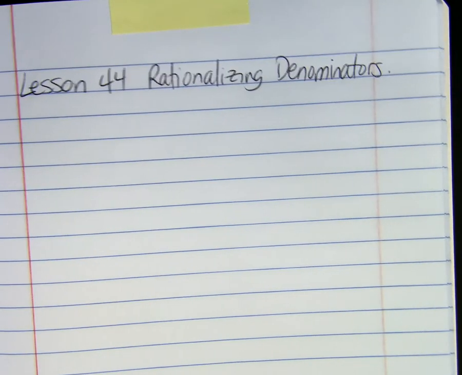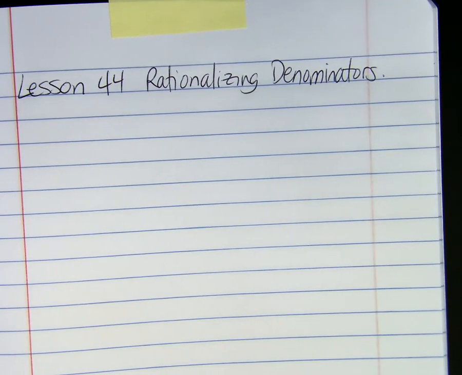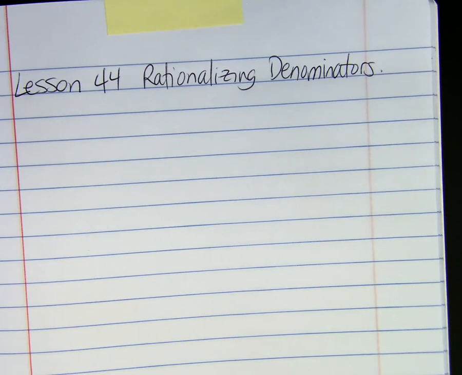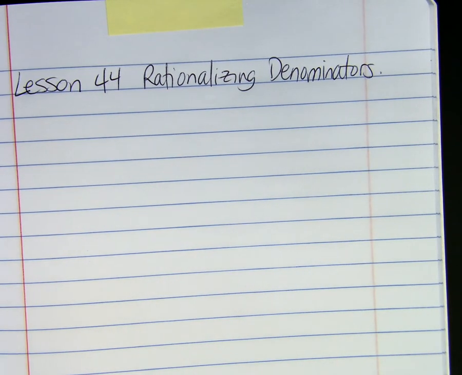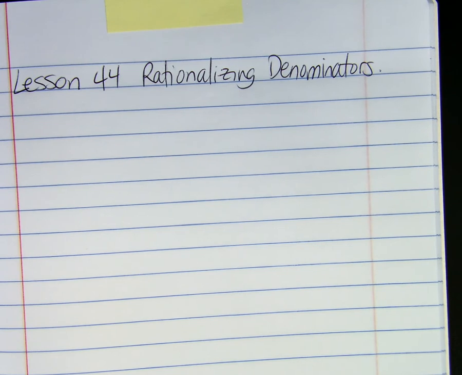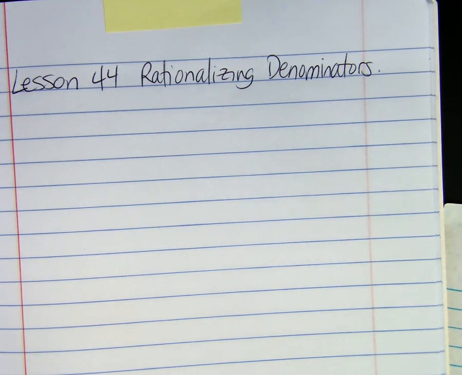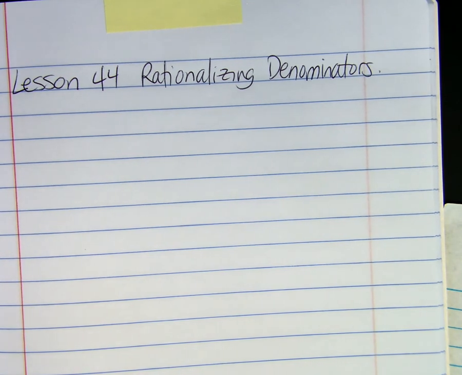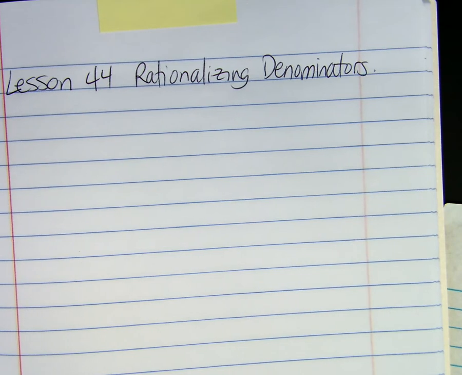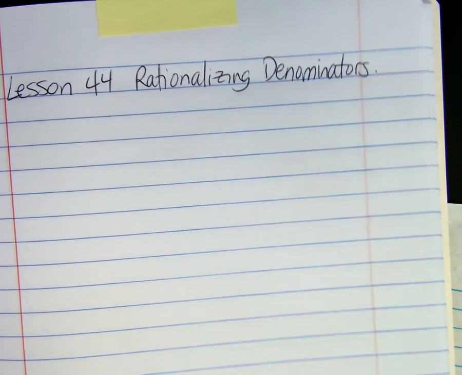So if you have a square root, you need to multiply by that square root over itself to get rid of it in the denominator. And if you have a binomial, you want to multiply by the conjugate, which would then be a difference of two squares, and you would get rid of the middle term, which would be your square root.